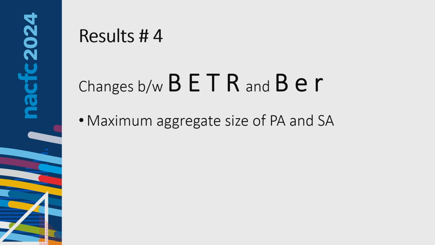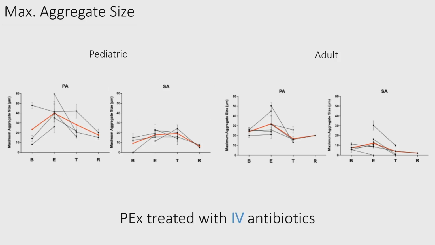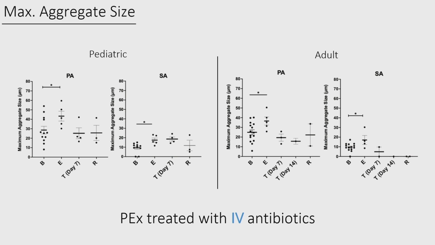The fourth result, looking at the maximum aggregate size of PA and SA, I find really interesting, is that when you look at the pediatric and adult patients, it kind of follows the same trend. So whenever PA is increasing from B to E, SA also seems to be increasing. So they have sort of a relationship where they're both increasing at the same time. This is more evident when you look at the data as a whole. So you see from B to E time point, there's an increase in PA as well as with SA for both the pediatric and the adult patients.